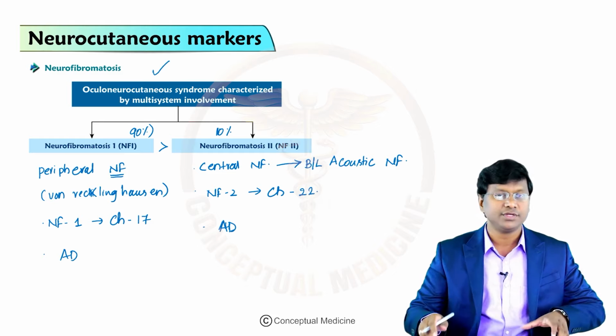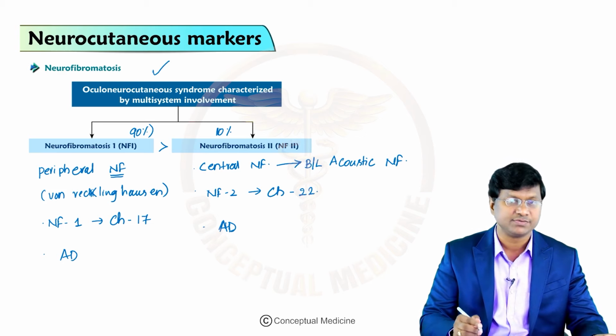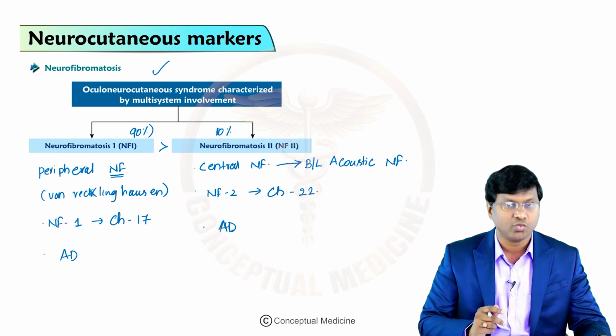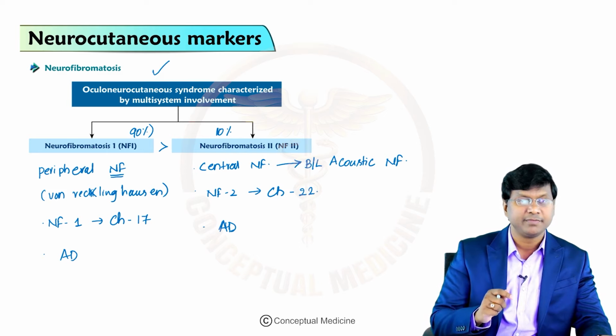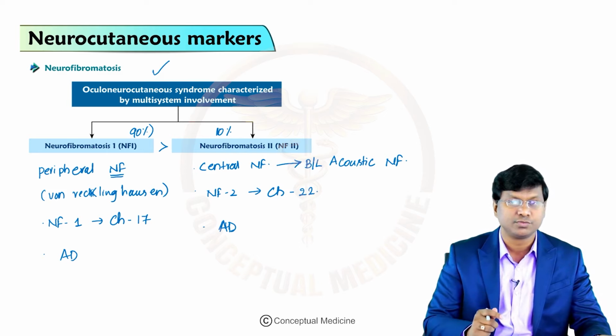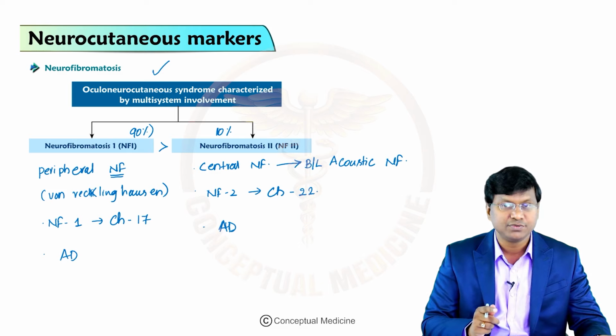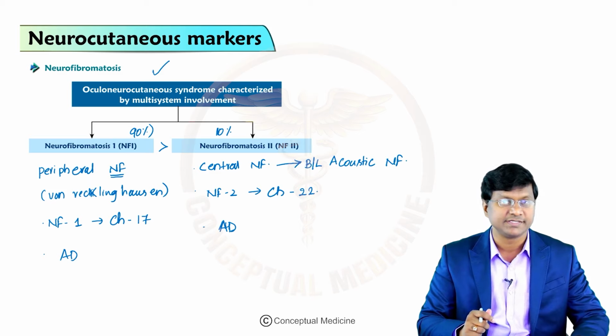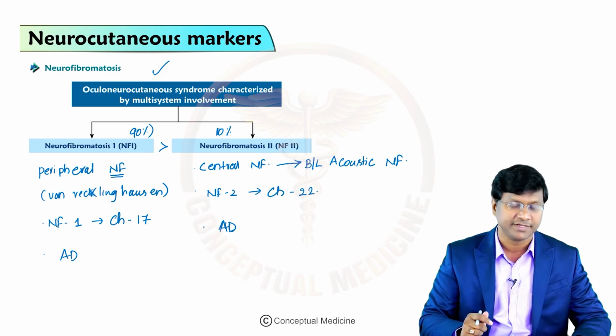So this is about neurofibromatosis type 1 as well as type 2. Type 1 is peripheral and type 2 is central neurofibromatosis. Type 1 is von Recklinghausen syndrome and type 2 is bilateral acoustic neurofibromatosis. Type 1 is more prevalent compared to type 2. The type 1 gene is present on chromosome 17, whereas the type 2 gene is present on chromosome 22, and both of them have autosomal dominant inheritance.